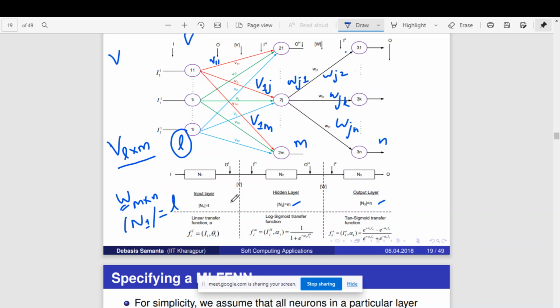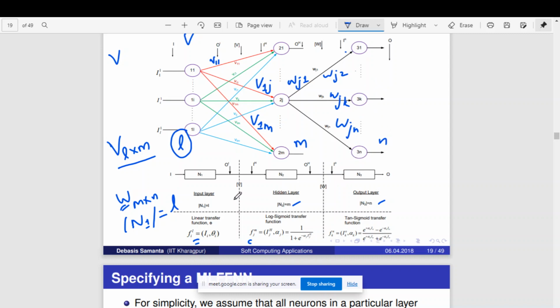Then this F represents the activation function which is used in the first layer. Fi1 represents the activation function used in the first layer. This Fim represents the activation function or the transfer function which is used in the hidden layer. And this Fkm represents the activation function or the transfer function that is used in the output layer.